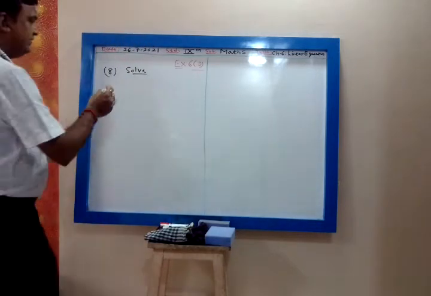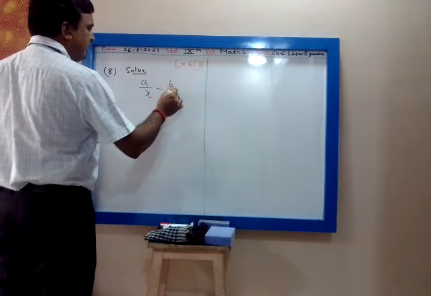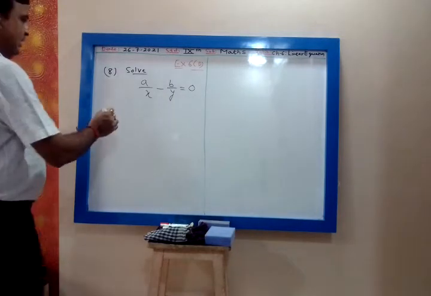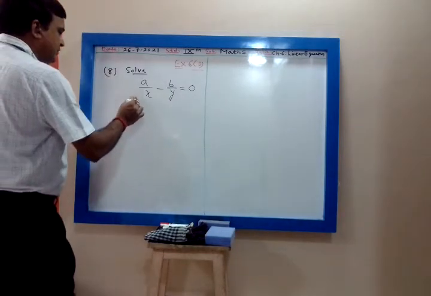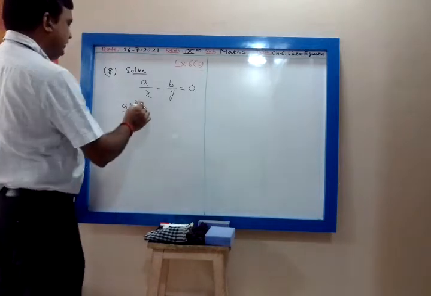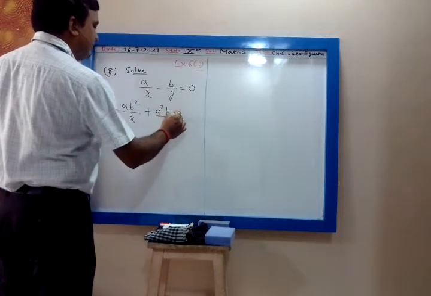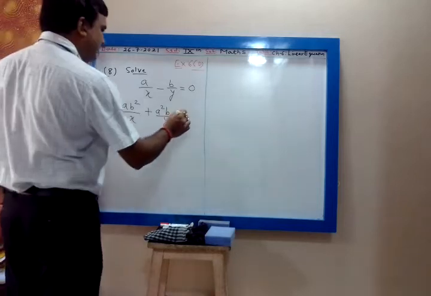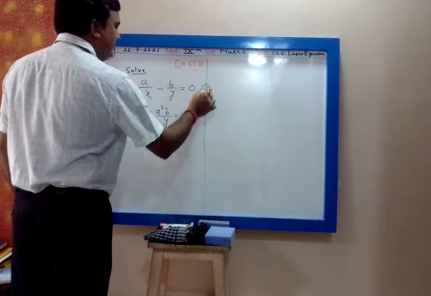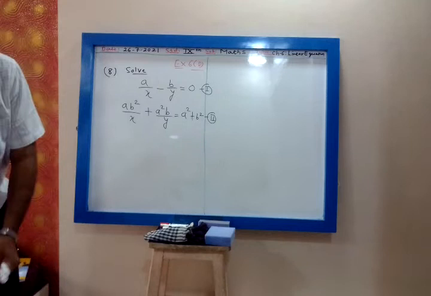Solve a by x minus b by y is equal to 0, and ab square by x plus a square b by y is equal to a square plus b square. Okay, this is my equation number 1 and this is my equation number 2. Now we want to solve these two equations.